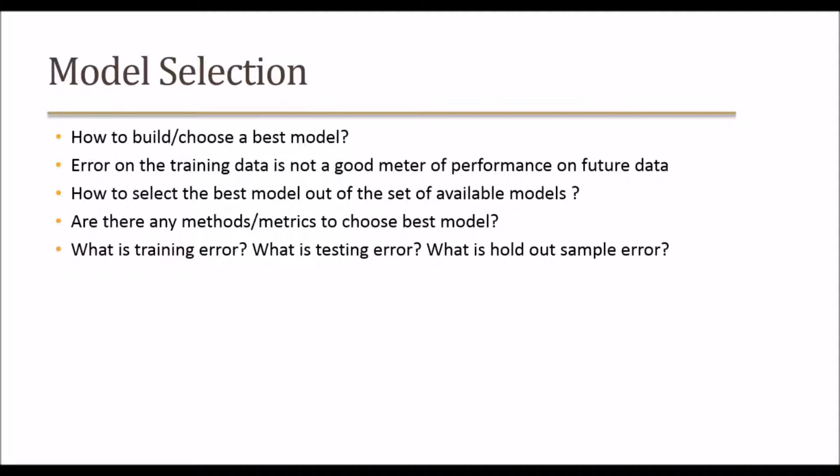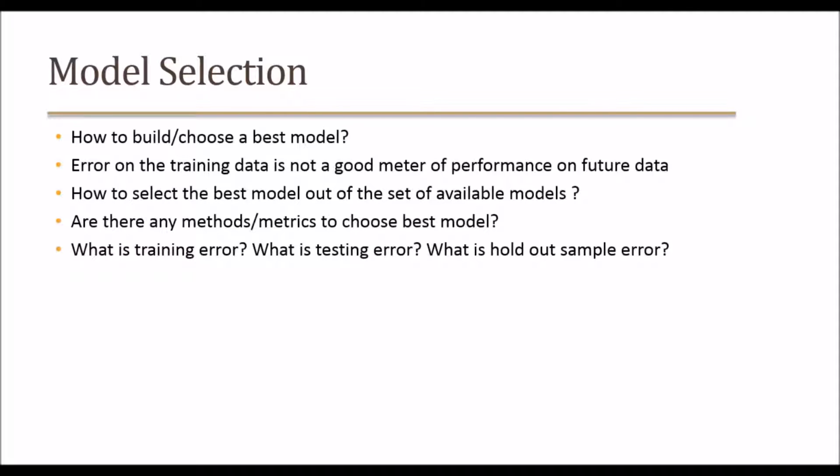The error on the training data is not a good measure of performance on the future data. What do we mean by future data? The unknown data. A model is built on a certain data set, the given data set. We are always measuring its goodness of fit on the given data set. Now that might not be a good measure all the time. What do we exactly mean by that?